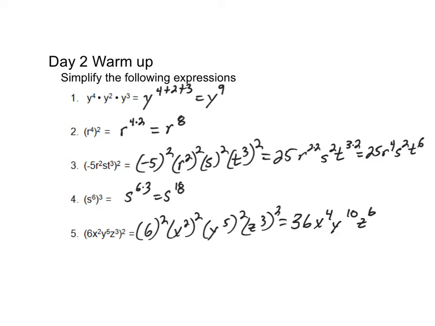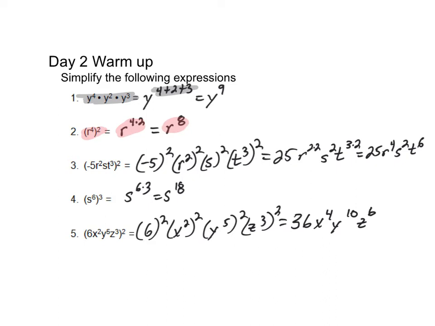You basically use 2 properties. One is your product property. The product property says when you are multiplying like bases, add your exponents. The other property is your power property. The power property says when you're taking a power to a power, r to the 4th raised to the 2nd power, that's equivalent to r raised to the 4 times 2. You multiply your exponents when you have power to a power, and you add your exponents when you're multiplying like bases.